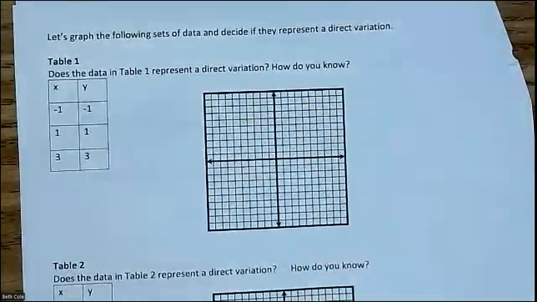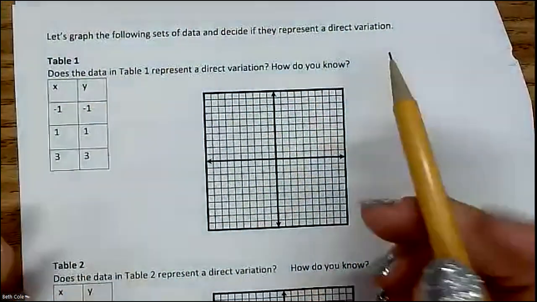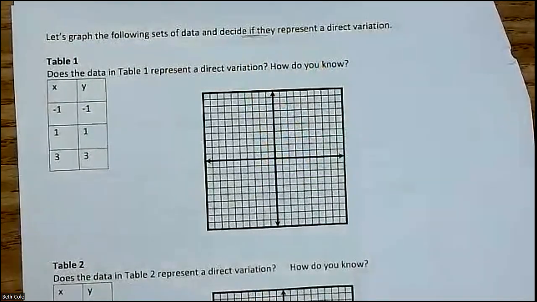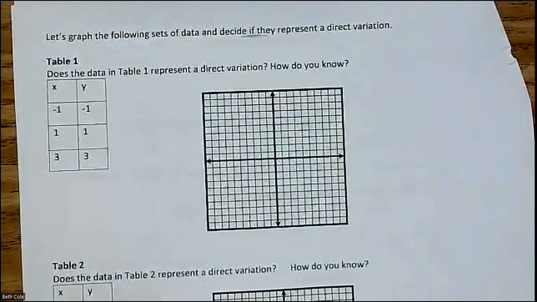So now we're going to draw a few of these ourselves. We're going to graph the points and listen to the directions. Decide if they represent a direct variation. They might and they might not. It's like a yes, no question.